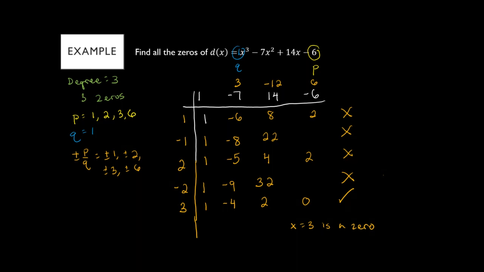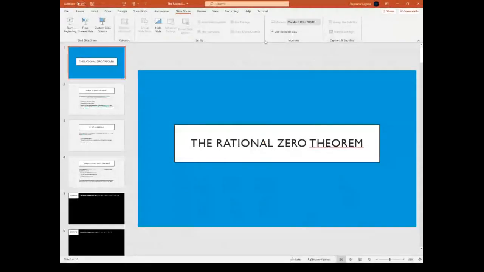We can go on and we can also check -3, and we can also check 6, and we can also check -6. But if we're looking for all of the zeros, not just possible zeros, if it says we want to find all of the zeros, then I have a different method that I use. And actually, I think I need to add another slide to my presentation.